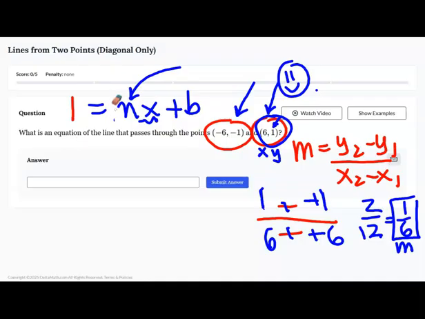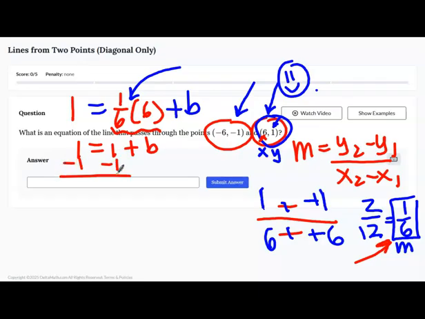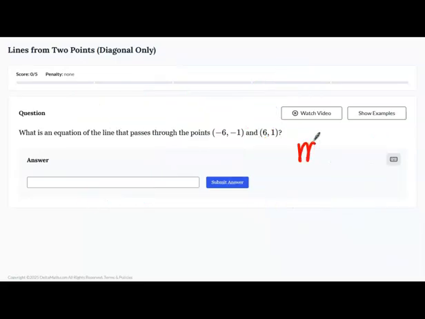Now I'm going to erase my m, which I did all that work for down here. I'm going to replace it with a 1/6. And now the last part, I'm going to erase the letter x, and I'm going to replace it with the x point here, which is 6. I'm going to compute. 1 is equal to 1 plus b, minus 1 from both sides, and I get b is equal to 0. So again, to recap, my slope, or m value, is 1/6, and my b value was 0.